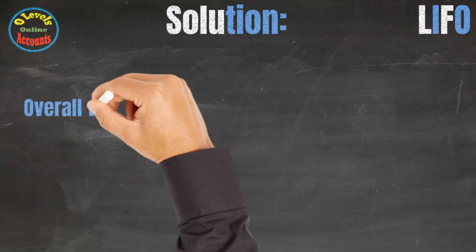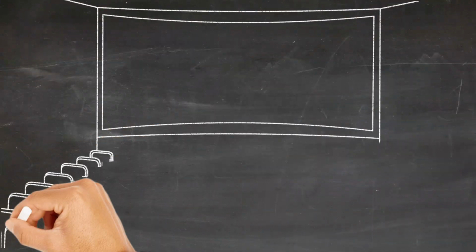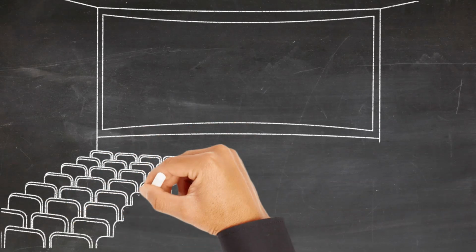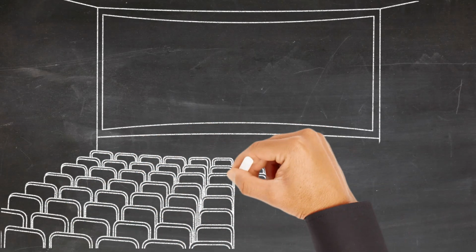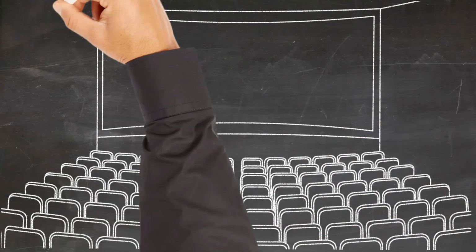Let's move to another solution. The overall working for net profit shows the combined workings for all requirements. Hopefully, you got a clear understanding of the concept of LIFO inventory valuation and related working examples, as per your syllabus and examination point of view.